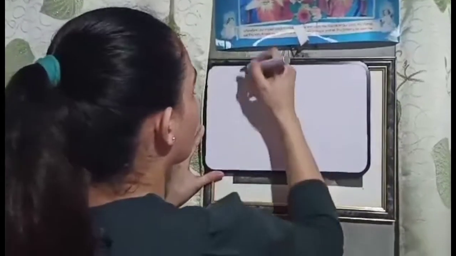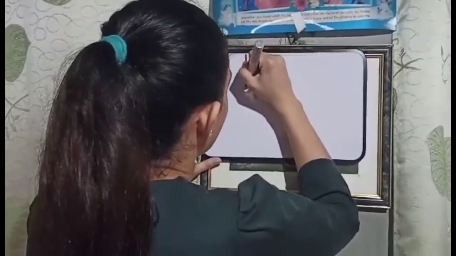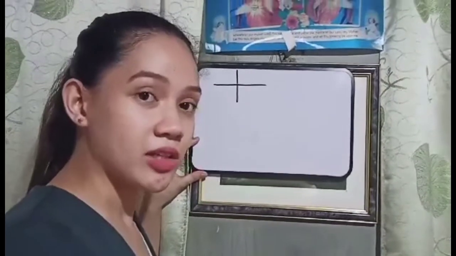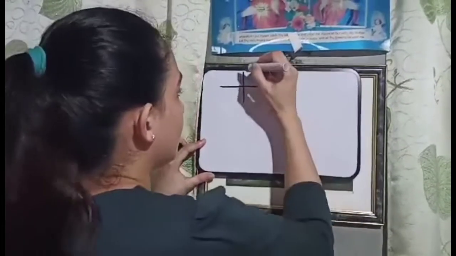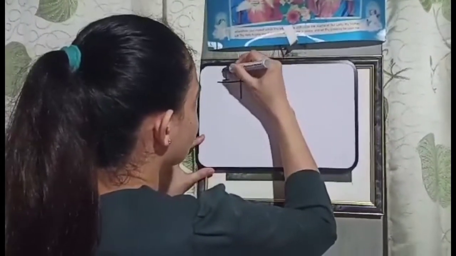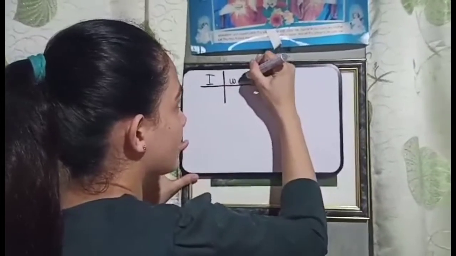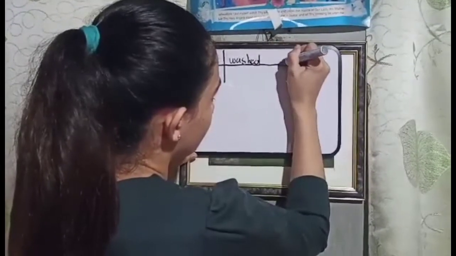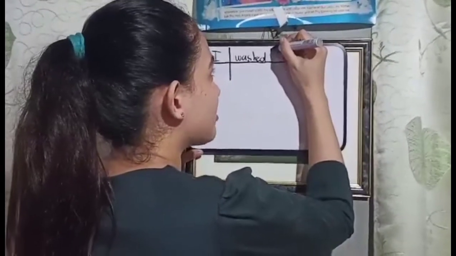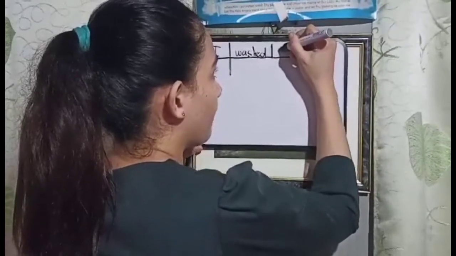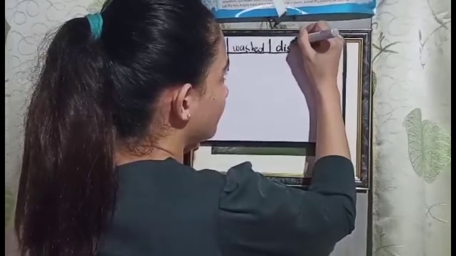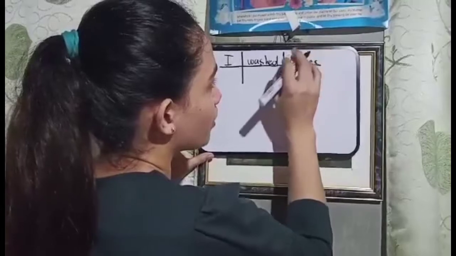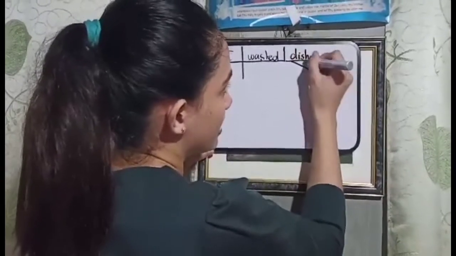First, we need to draw a vertical line and a horizontal line. We need to diagram the first clause, which is the independent clause. So I is the subject, wash is the verb. So let's write it here, wash. Let's draw a straight line here. The dishes. I wash the dishes. The article the we're going to put below the dishes. The.